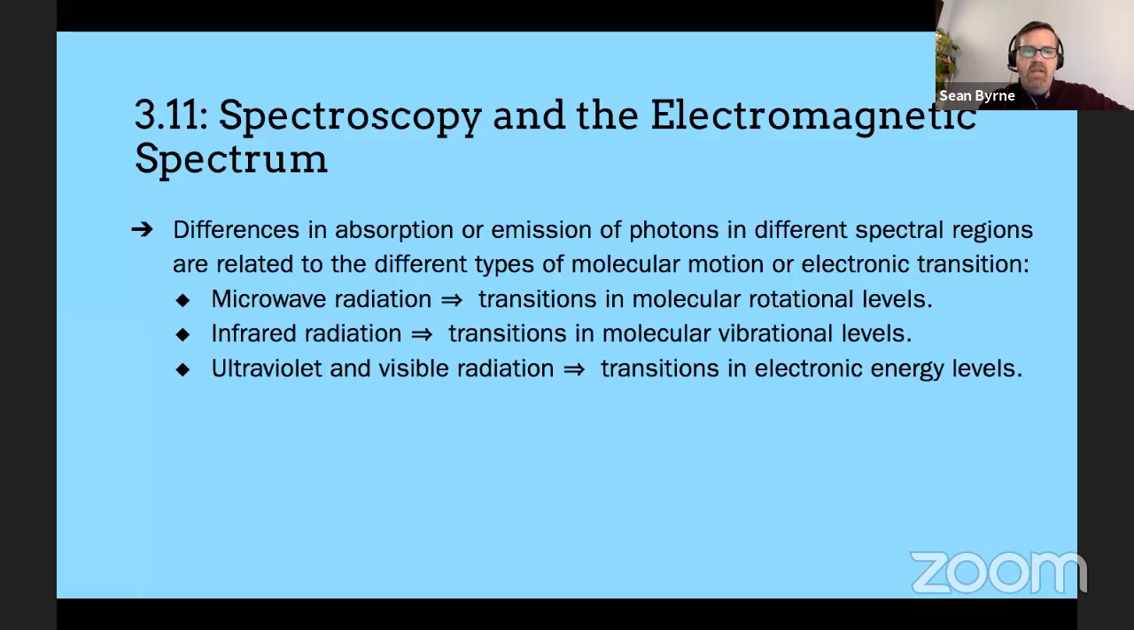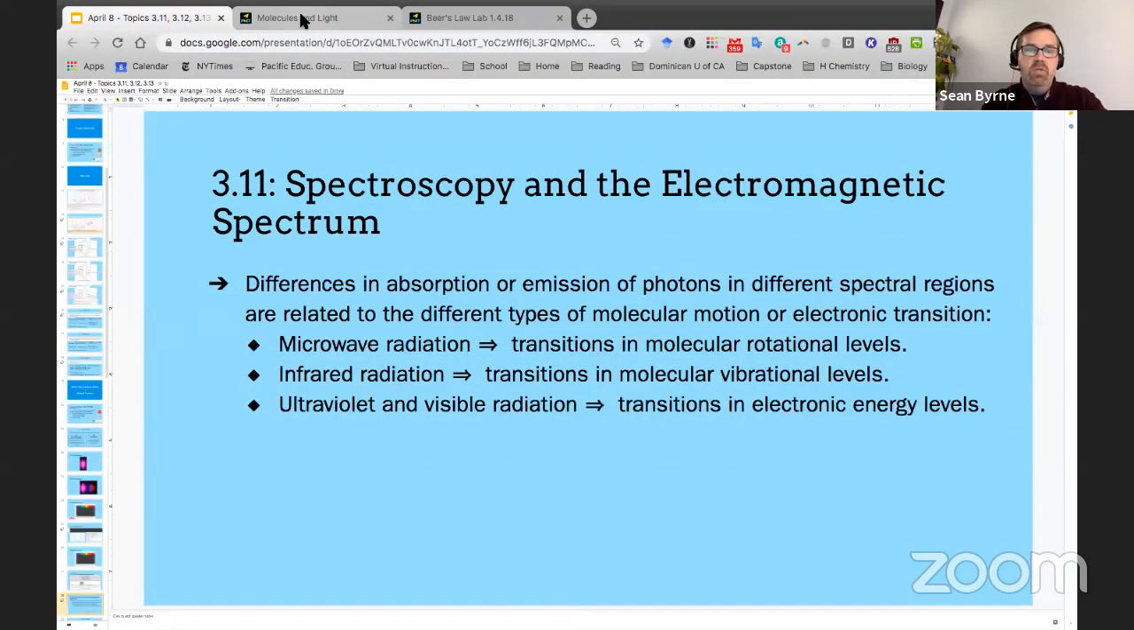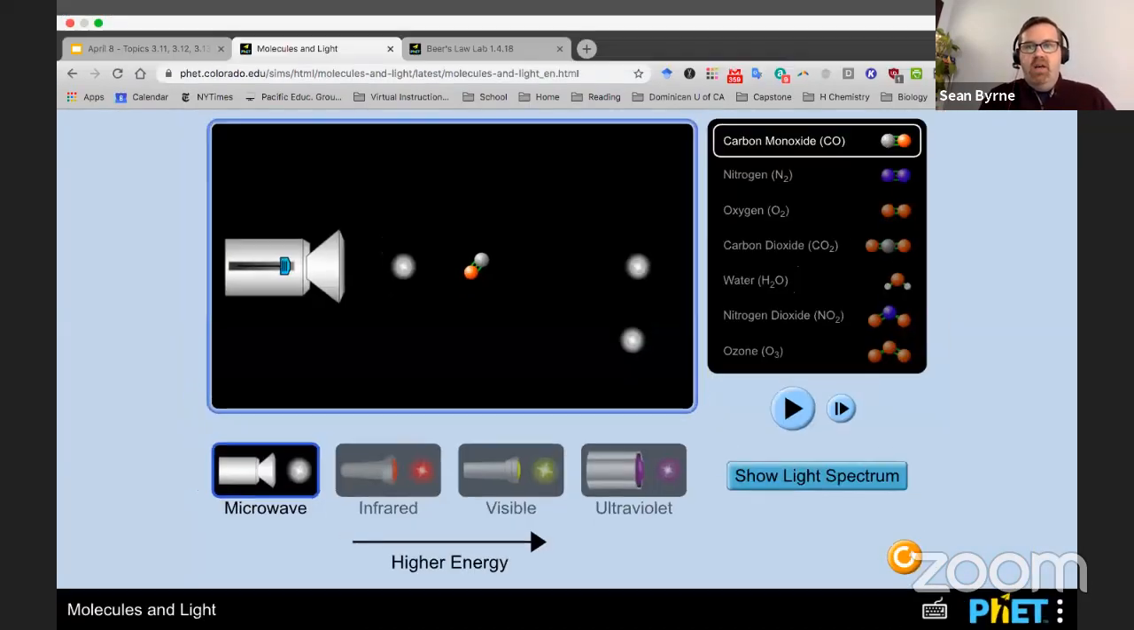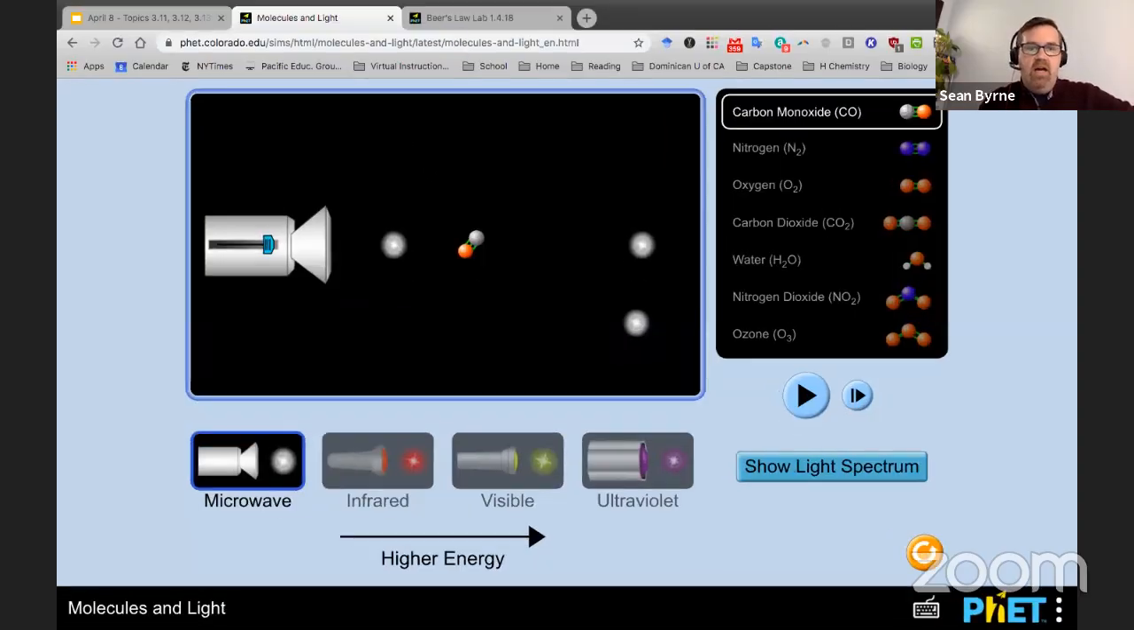Okay, the learning that the College Board identified for us in this topic was how the difference in absorption or emissions of photons in molecules will relate to the type of motion. And so I want to jump over real quick and encourage you to do this again. We've used these simulations a number of times, the PhET from the University of Colorado. I think there's some really, really interesting things, and you could spend an hour just playing around with this and get some really good learning on it.